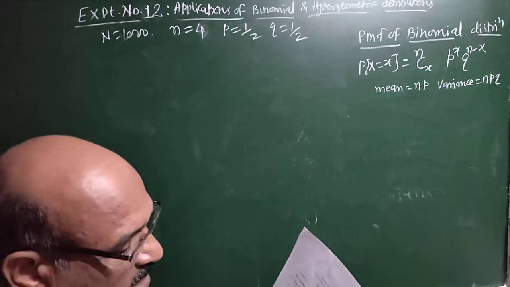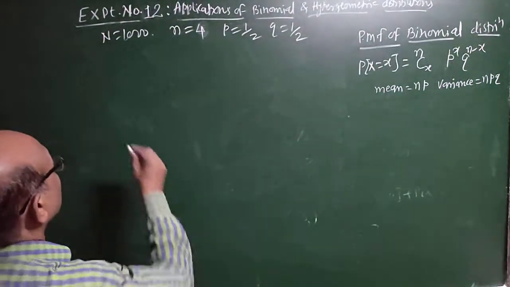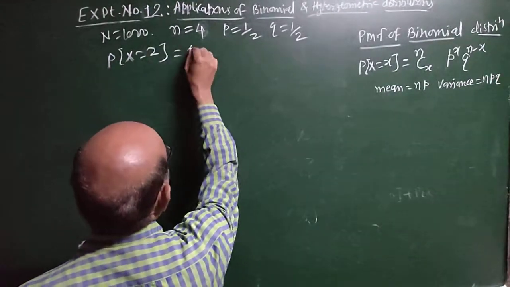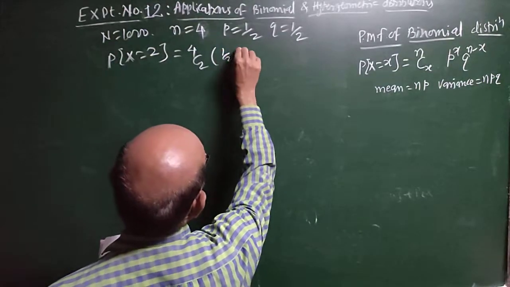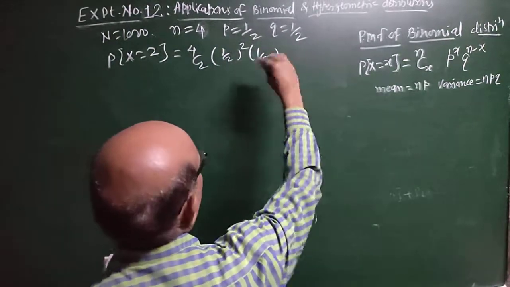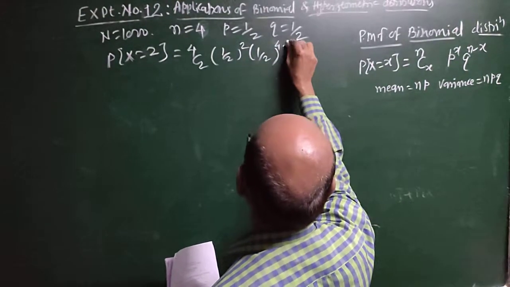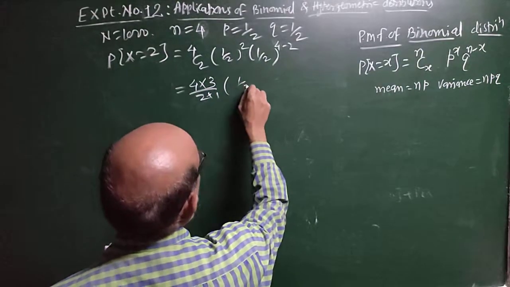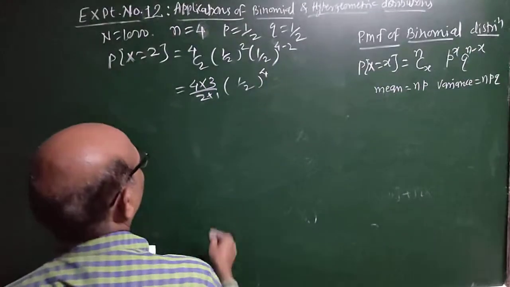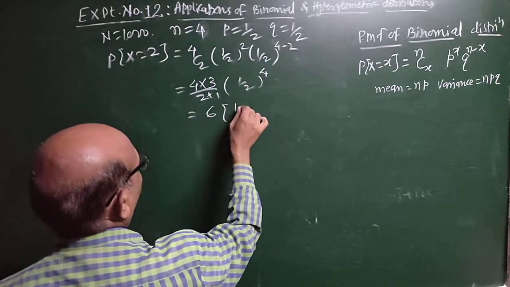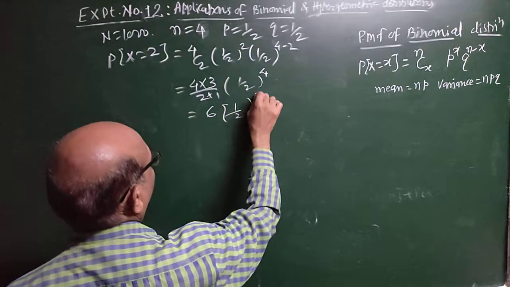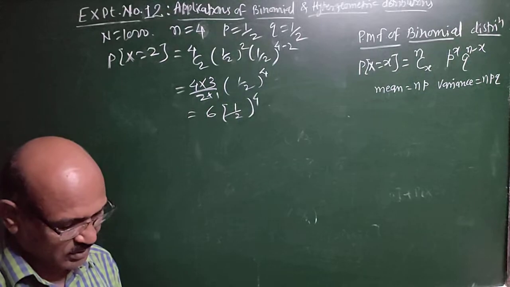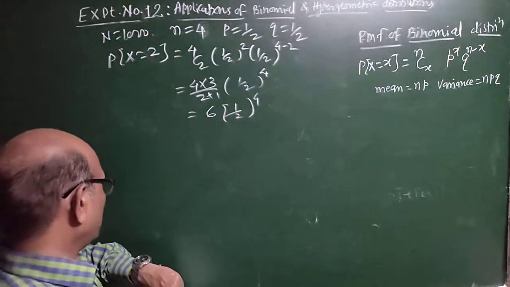How many would you expect to have 2 boys and 2 girls? So you are obtaining probability x equal to 2 boys, which means automatically 2 girls. So 4C2 half raised to 2, half raised to 4 minus 2. So 4C2 is 4 into 3 divided by 2 into 1, half raised to this, and this will be raised to power 4. So this will be 6 into half raised to power 4. Whatever answer you are getting, that you have to give as the answer for question number 4. So these are the 4 questions on binomial distribution.